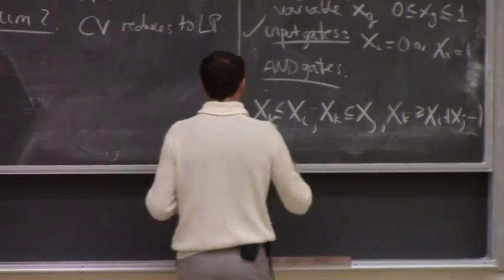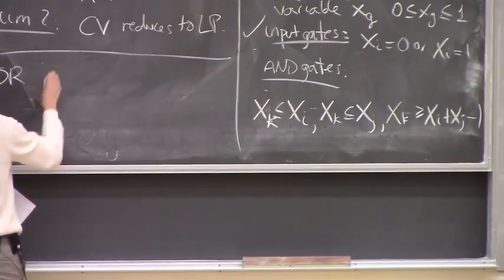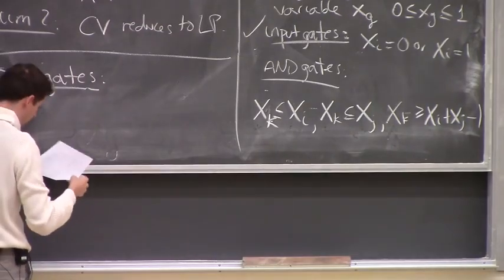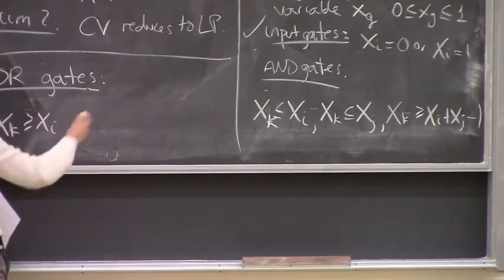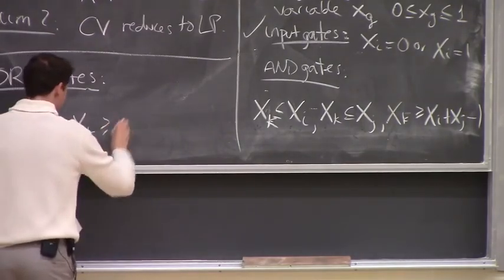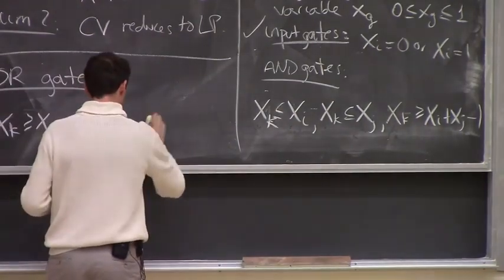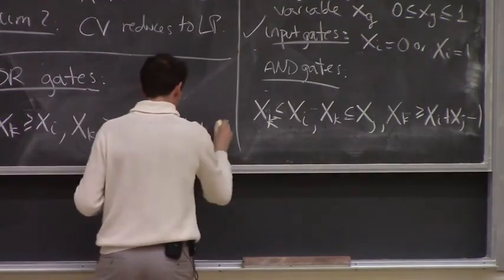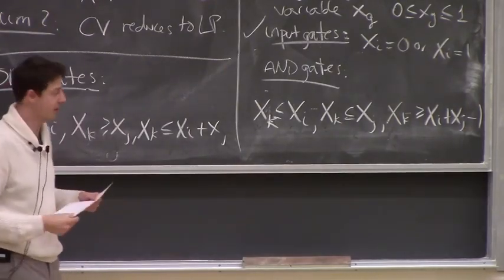So that's a gate, and that's great. For OR gates, something similar holds. I'm not going to go through it, but I can show you the gadget. Xk is at least xi, so I'm kind of flipping things. Xk is at least xj, okay? And what's the other one? Xk is at most xi plus xj. Okay, so this actually implements OR gates. NOT gates is clear. It's just x goes to 1 minus x.